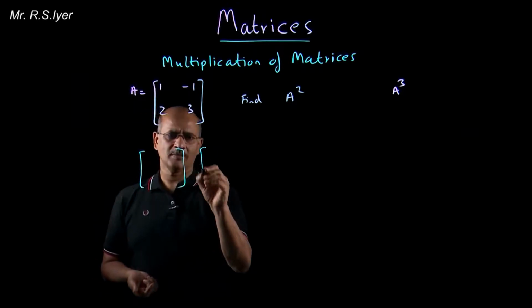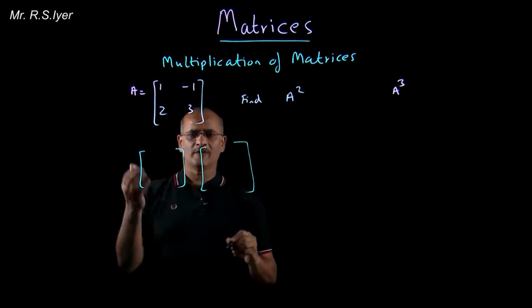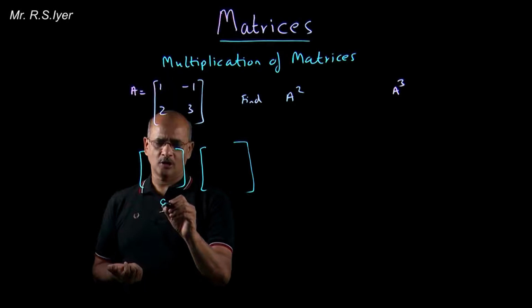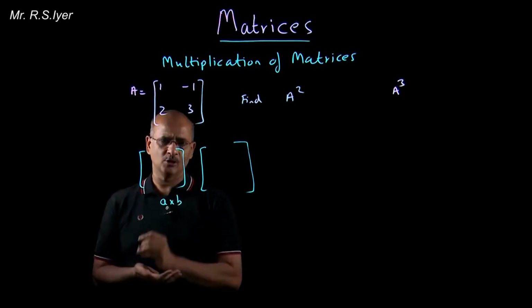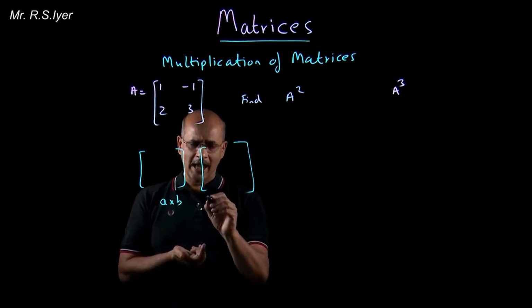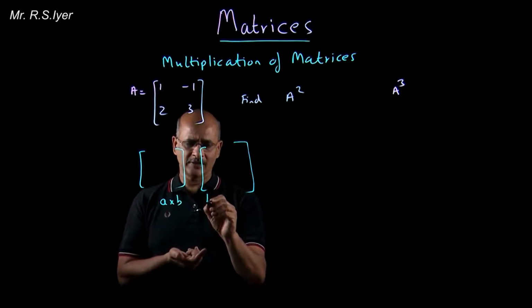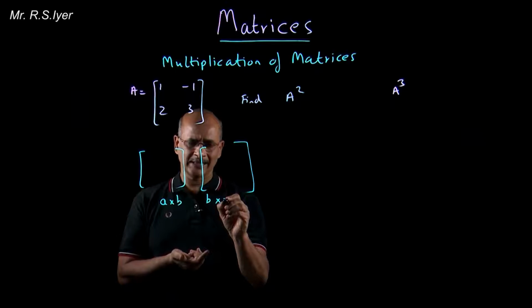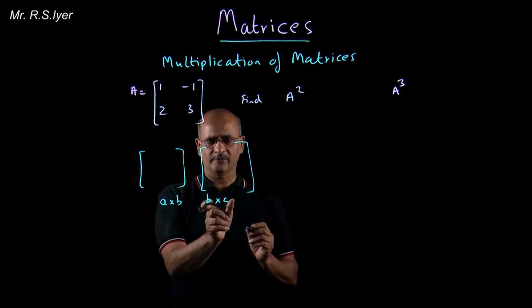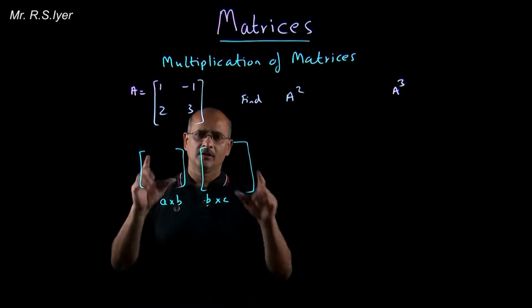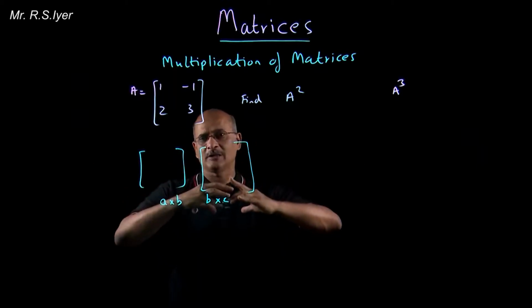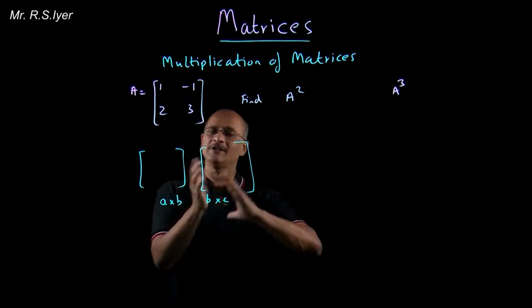Now another matrix is to be multiplied. So when I want to multiply these two matrices, children, remember, suppose the order of this is given as A into B, and the order of this is given as B into C. So the order is A into B, the order is B into C. The first rule: like in addition and subtraction, two matrices can be added or subtracted if and only if they are of the same order.